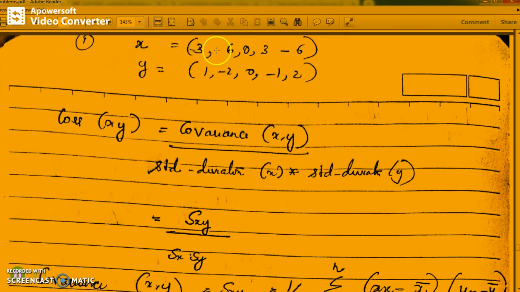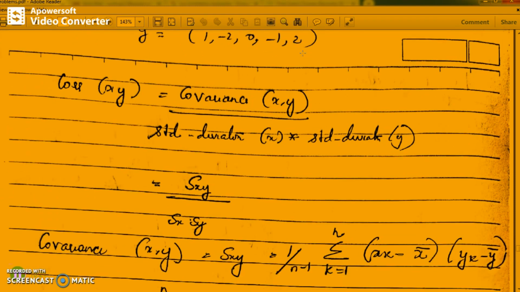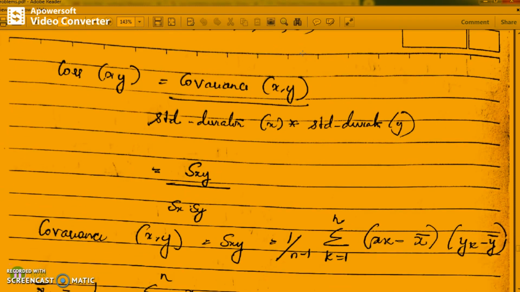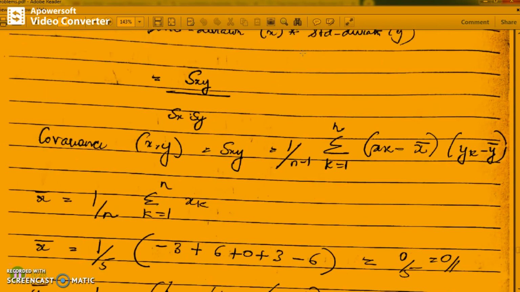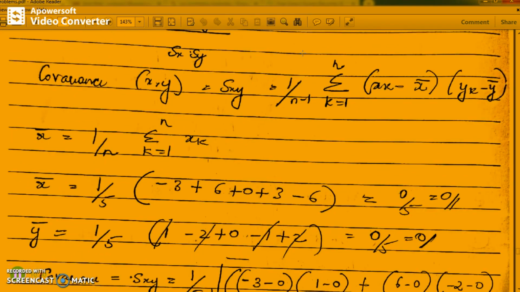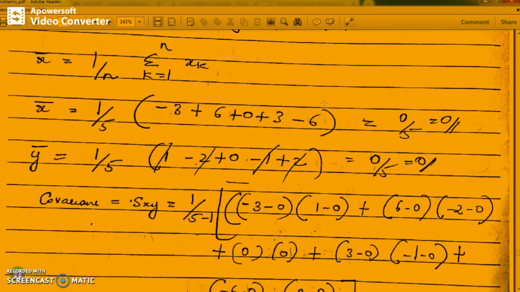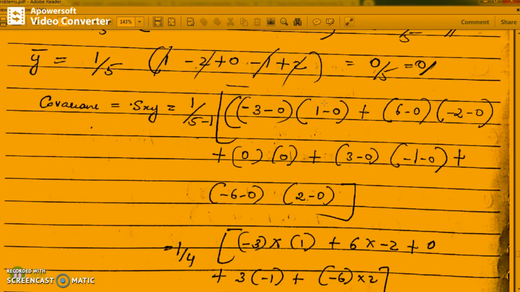So the mean you can calculate and keep it ready. Mean of x: all these values you have to add up, divided by the total number of elements. Similarly for y, add all the values of y and divide by the total number of values. You can see the mean of x is 0, and the mean of y is also 0. So when the mean became 0, your formula became still simpler, right? So you can substitute the values over here.